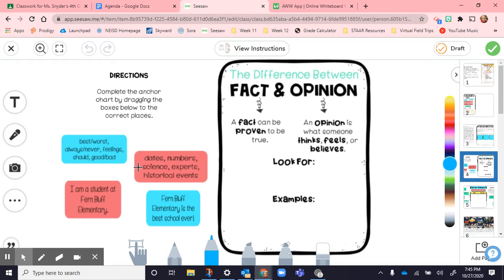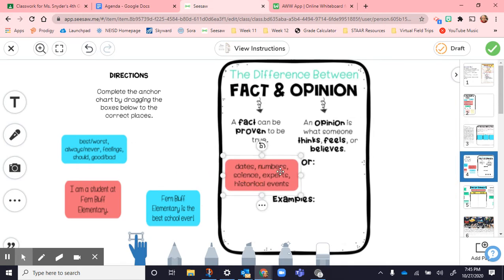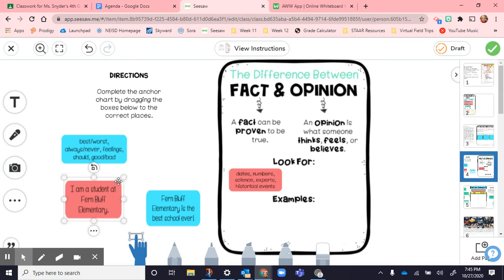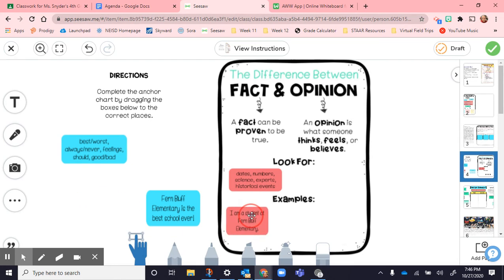So here we completed this. It says a fact can be proven to be true. With facts, you're looking for things like dates, numbers, scientific evidence, experts, historical events. Those are clues that whatever's being said is a fact. Here's an example: I am a student at Fern Bluff Elementary. That's something we could prove.